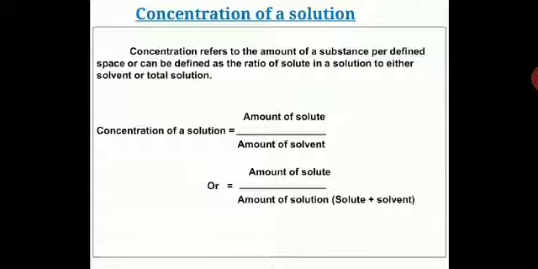Or you can take amount of solute upon amount of solution. That means solute plus solvent together will give you a solution. So as per the numericals, the denominator will change. We will see when we do some solving. You take down this formula. So in the denominator can be solvent or solution. Solution means solute plus solvent.